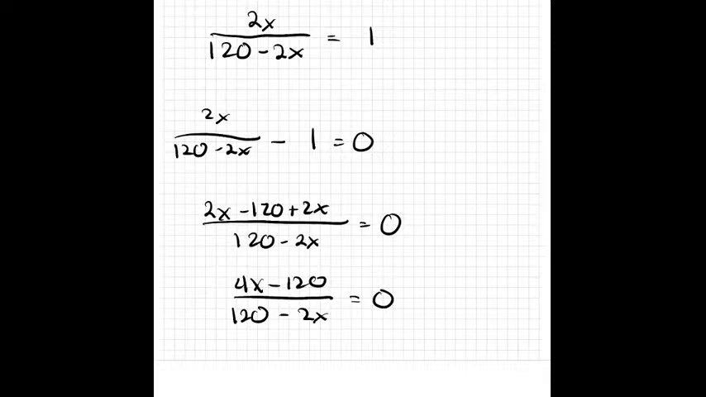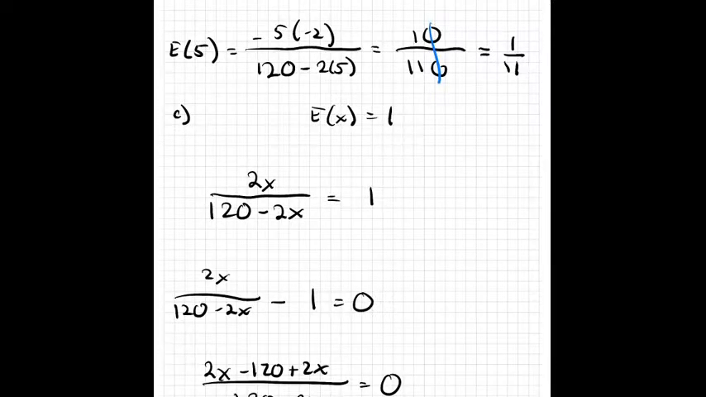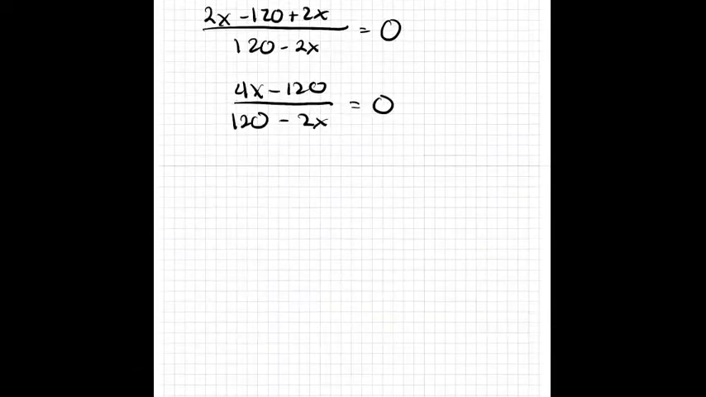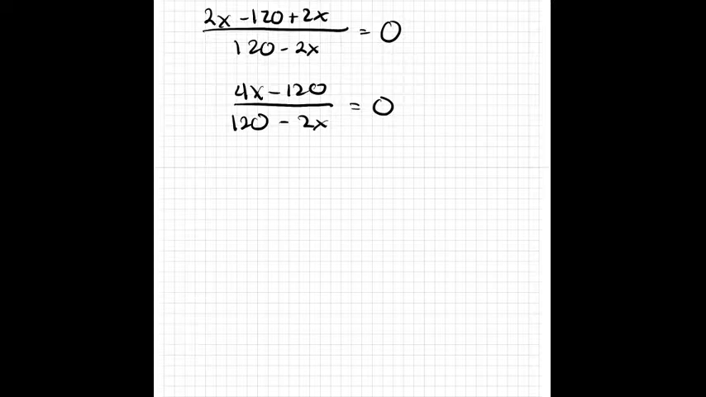So I guess I do need another page. Going into my third page of handwritten notes. If we set the numerator to 0 and solve, 4x minus 120 equals 0. Add and divide, x equals, what, 30? What's the x? What was the x?